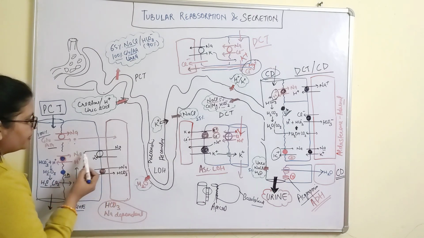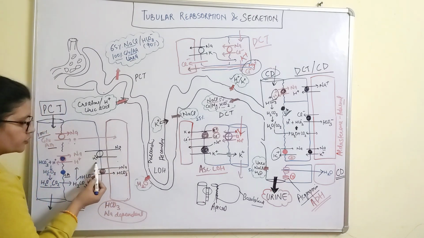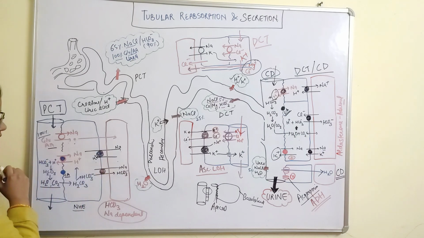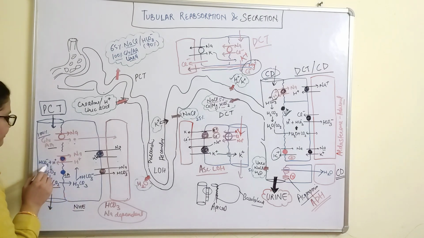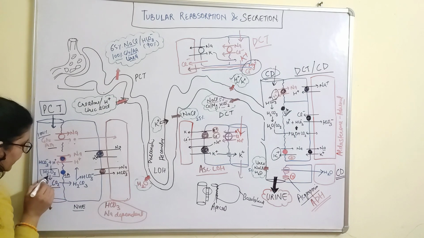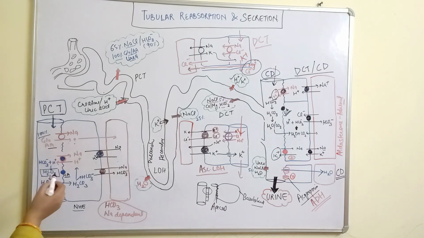This sodium is absorbed into the blood in exchange with potassium. The sodium potassium pump is present on the basolateral membrane. Fine. Whenever this H positive is secreted, it combines with HCO3 negative, the bicarbonate ion in the filtrate, and forms carbonic acid. This carbonic acid is present in the lumen, with the help of carbonic anhydrase present here. This enzyme is present on the apical membrane.